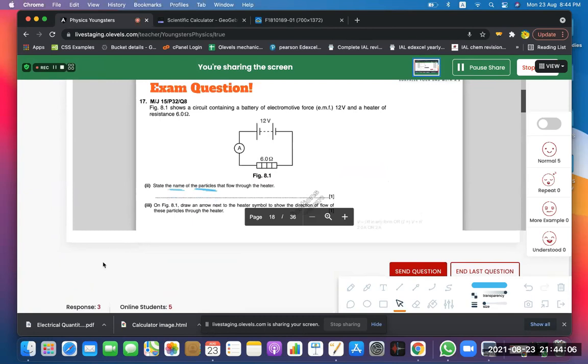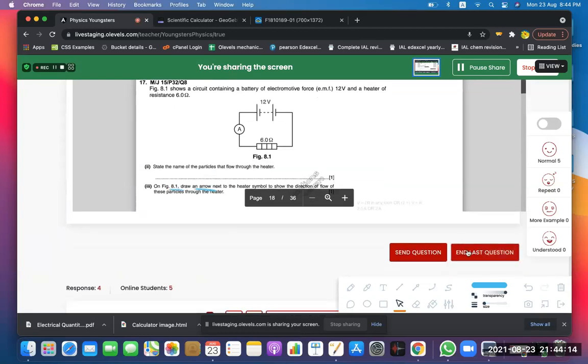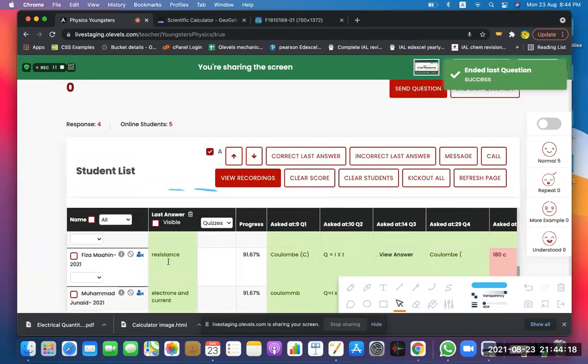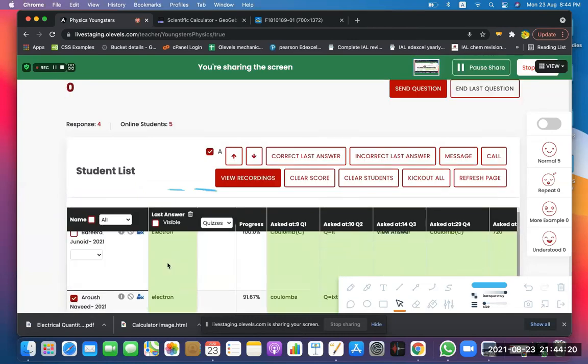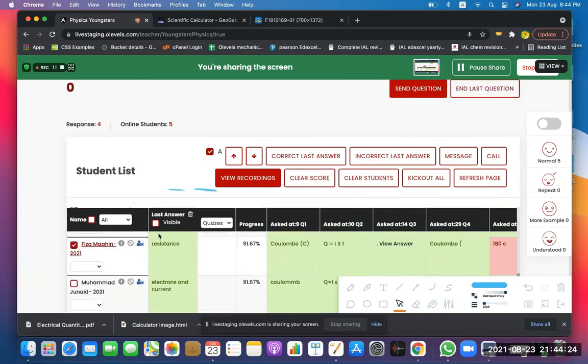The timer has ended. Okay, I'm just waiting for one response. You know, the particle we studied. I'm just ending the question now. Name of the particle. Electrons. Electrons are the name of the particle. No, Fiza, not resistance. Very good, buddy, and Arush, you all have answered correct. Fiza, electrons are the particles, okay?